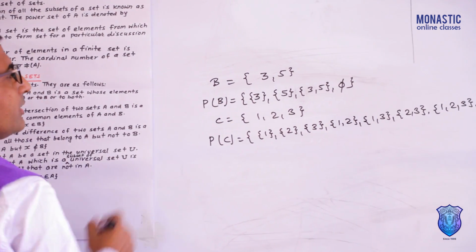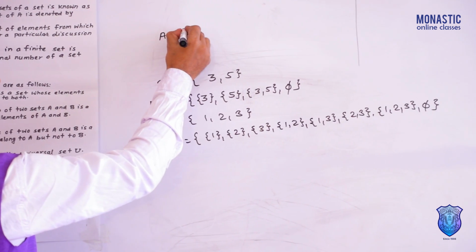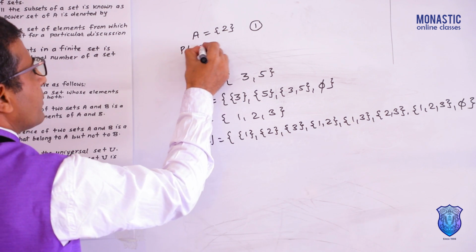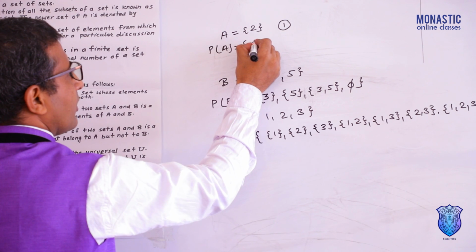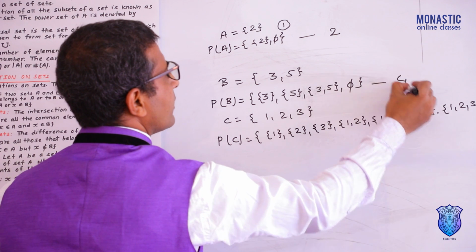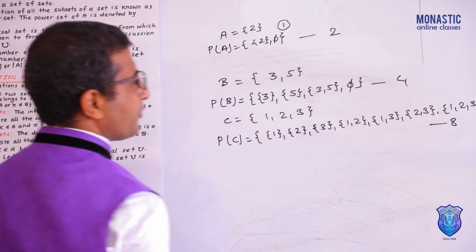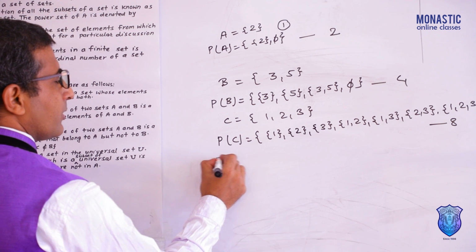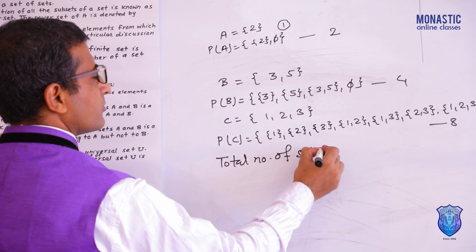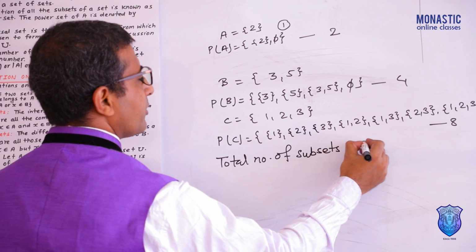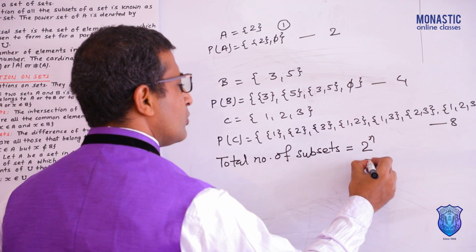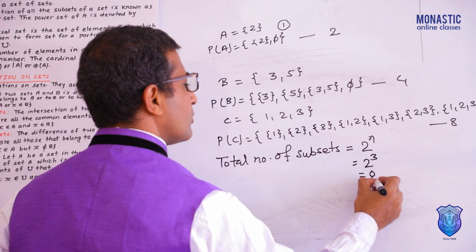So what you have seen there, first the number of elements was 1 and the total number of subsets was 2. Total number of subsets was 2 here, here it is 4, here it is 8. We have a formula, that is, the total number of subsets is equal to 2 to the power n. That is, 2 to the power 3 is equal to 8.